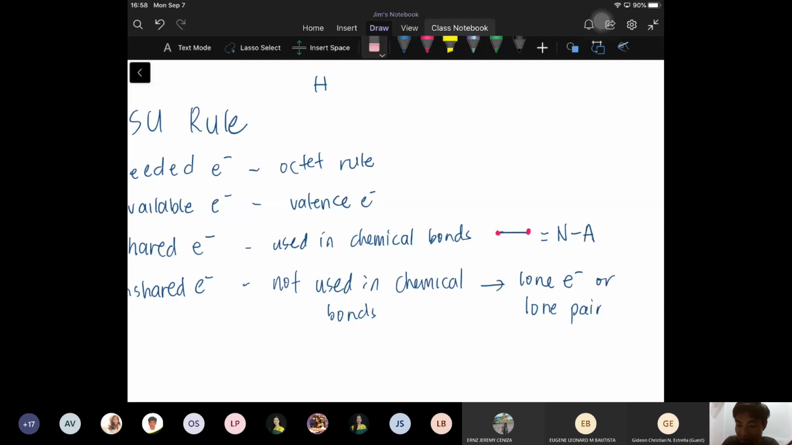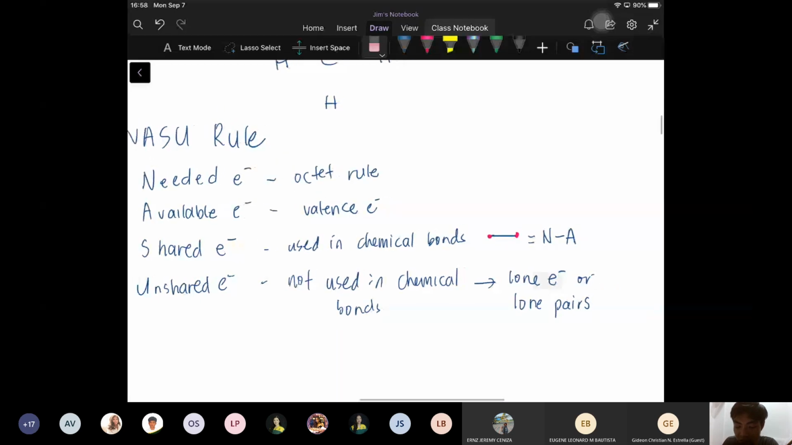Lone pairs, no? Sila yung mga dalawang tuldok na malulungkot na hindi ginagamit sa chemical bonding. So, how do we get the number of unshared electrons? Madali lang yan. The formula is available minus the shared, A minus S na.